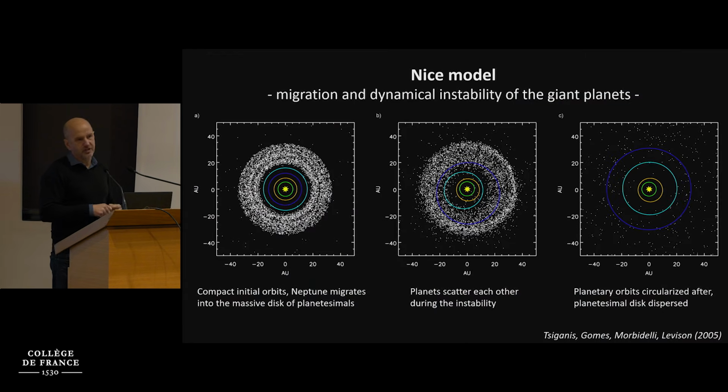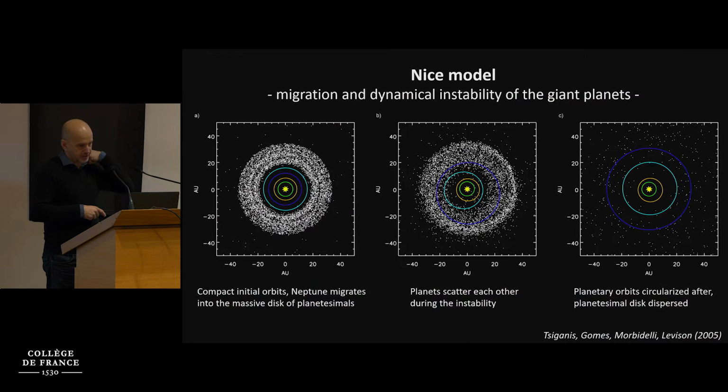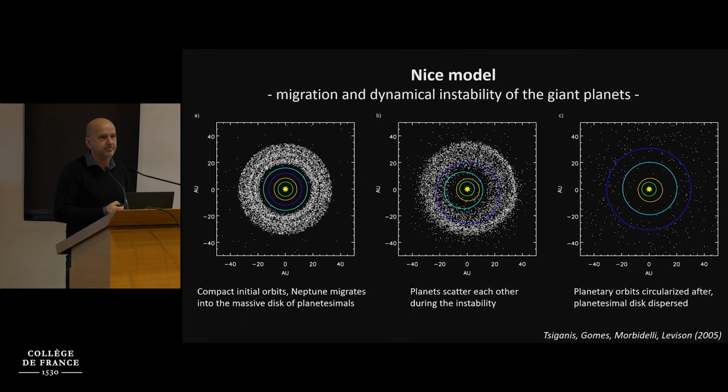Now, the best model we have for the early evolution of the solar system is the Nice model. The Nice model was developed at the Nice Observatory by these 4 scientists. It was published in 3 back-to-back papers in Nature and really opened the field to many different studies.